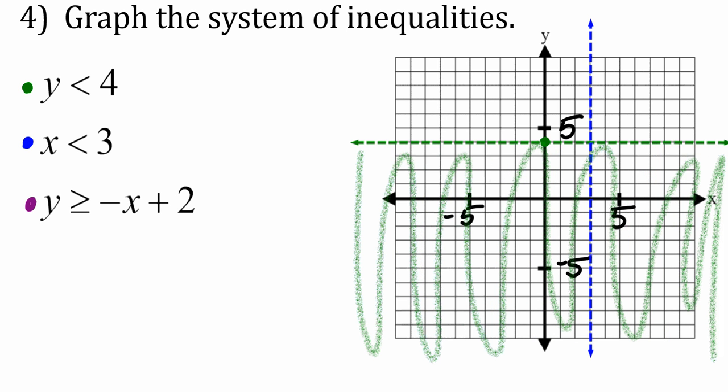And we can still use the point 0, 0 as our test point. So if we put 0 in for x, is 0 less than 3? That's a true statement, so we're going to shade on the side with 0, 0. That means everything to the left of our boundary line in blue.